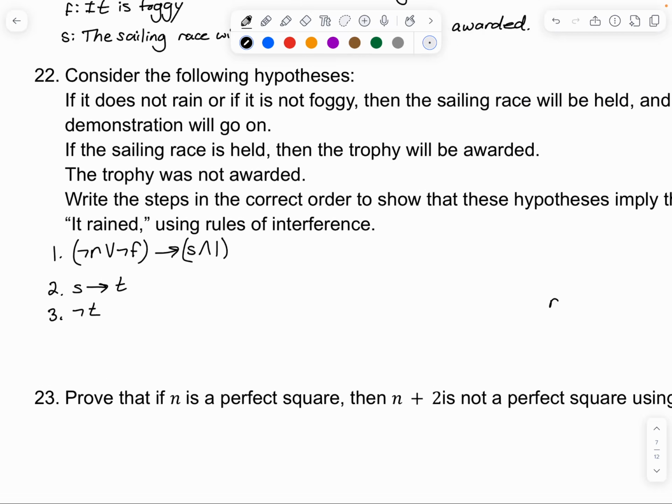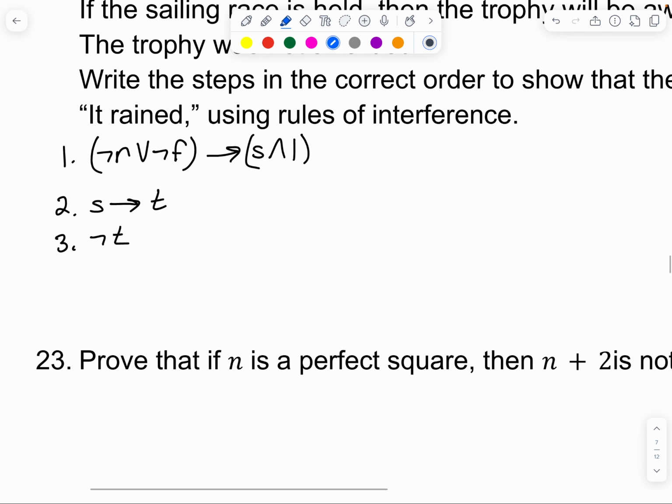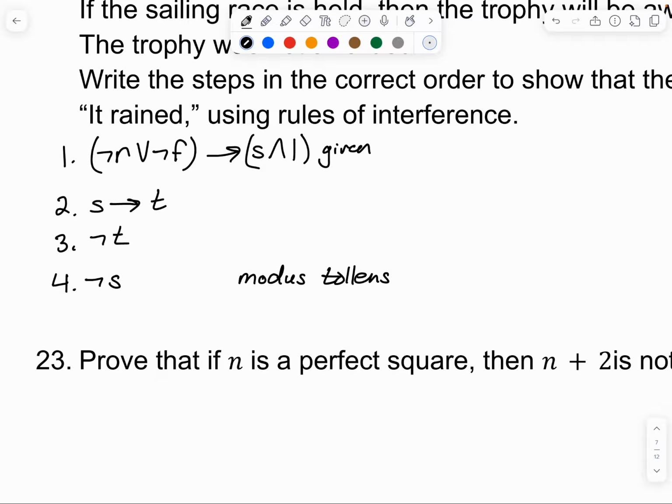Okay, well, the first thing I noticed right here is we've got S implies T, but not T. And if you remember, that leads you to draw the conclusion, not S. If S leads to T, but T didn't happen, then S couldn't have happened to begin with. And that is a modus tollens. All these others are given. So this one's given, given, given.